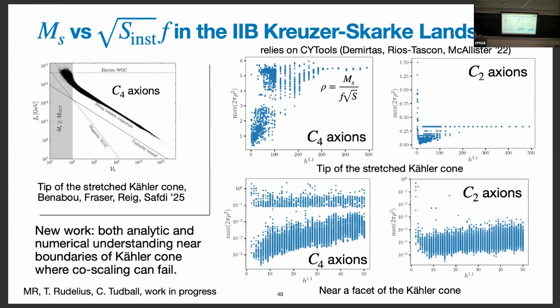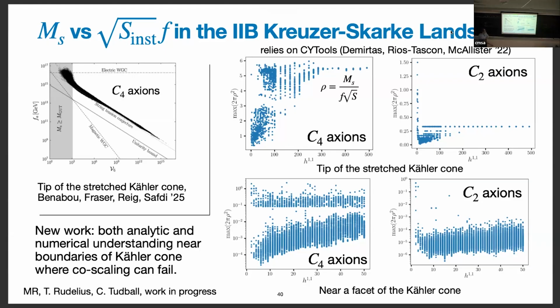So this plot on the left is a plot that came from the Berkeley folks a year ago. They did a scan using a code called CY tools from Demirtas, Rios, Duskon, and McAllister. And basically, I don't know if this is very visible, but there's a dashed line here that they called string tension conjecture. That was the name they gave to the bound that I'm proposing. I don't think it's a very good name for the bound that I'm proposing, but that's what it is. And the black dots are all of the points they checked. And you can see the black dots cluster very close to the line.